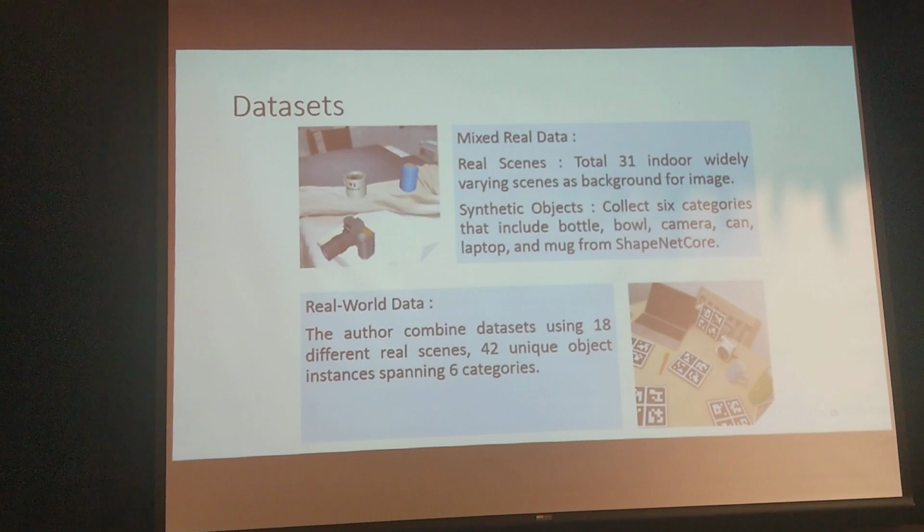This paper uses multiple data sets for training the model, one of which is a synthetic data set called mixed real data. The RGB image is composed of real scene background and synthetic objects. The other data set is real data called real world data, as the picture shows.